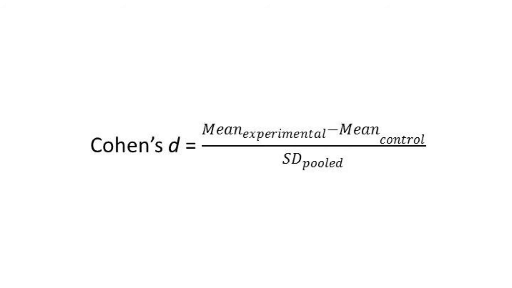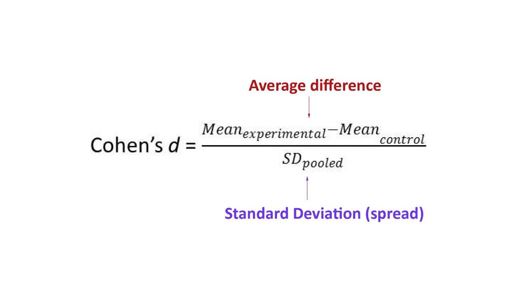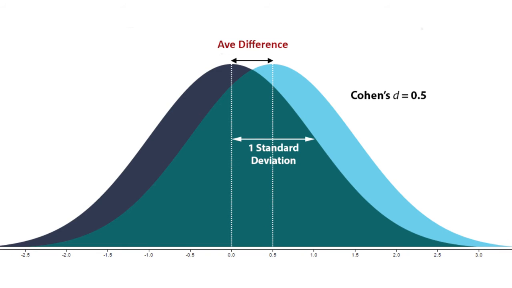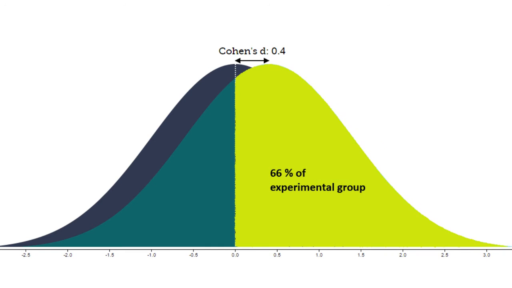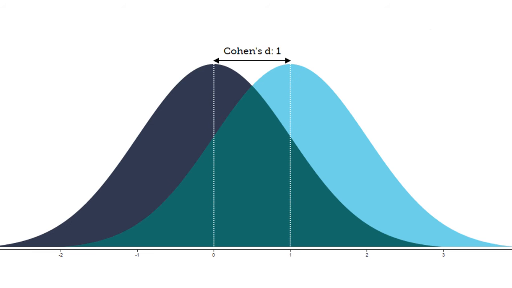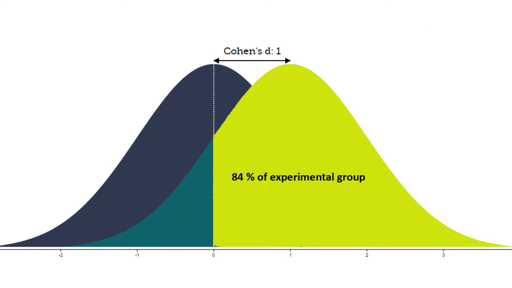The point of this effect size is to express the average difference of students' test scores in terms of the standard deviation. This is useful for interpreting results. For example, if the students' scores are normally distributed, an effect size of 0.4 means that 66% of students in the experimental group are above the average for the control group. An effect size of 1 means that 84% of students in the experimental group are above the average for the control group.